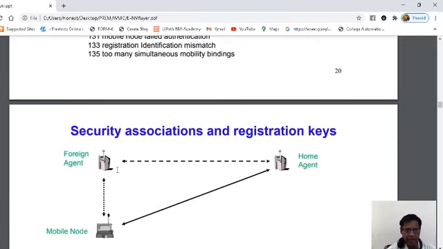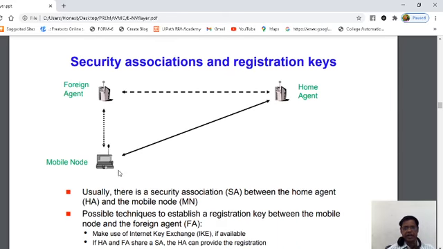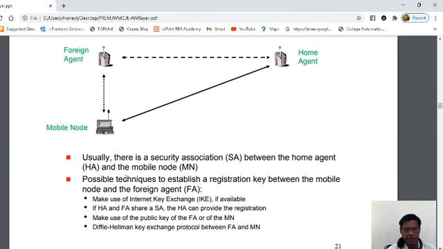Okay, and here you can see the security associations and registration keys between the mobile node, foreign agent, and home agent. So the information involves three entities: the mobile node, the foreign agent, and the home agent. So what is happening here? Usually there is a security association between the home agent and the mobile node.